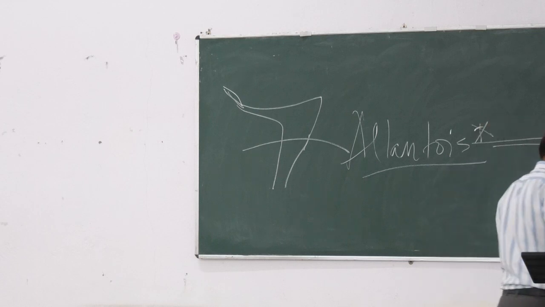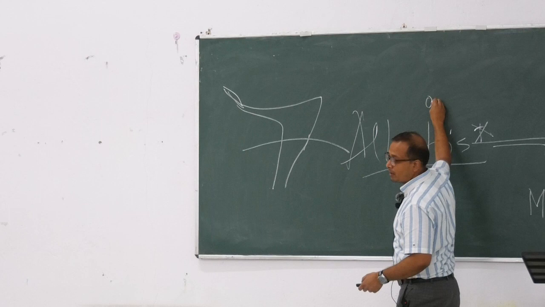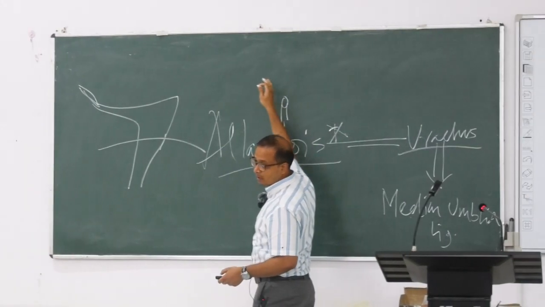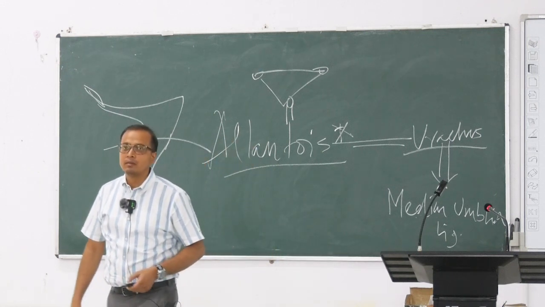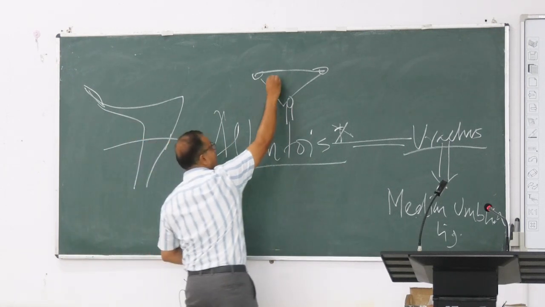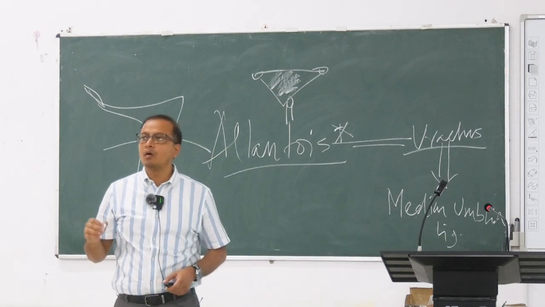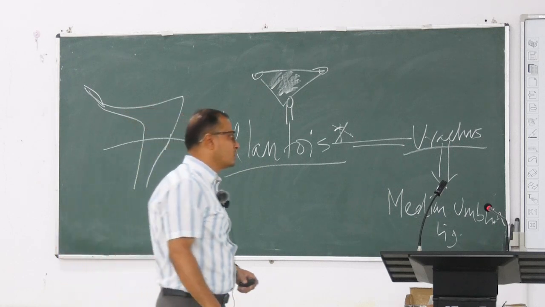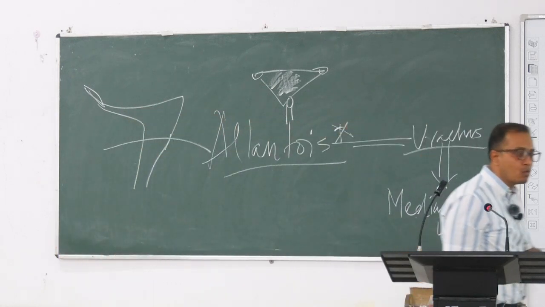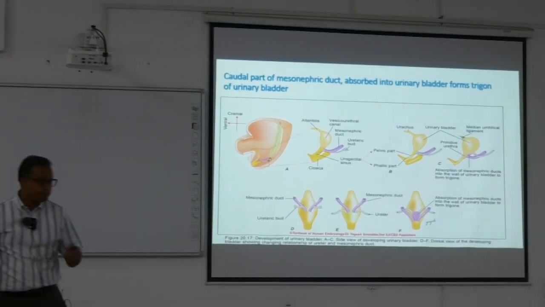The trigone of the bladder has a boundary, as you know: the lower part is formed by the opening of the urethra, and on the sides is the trigonal area. Now this trigonal area of the urinary bladder is formed by the absorbed caudal end of the mesonephric duct. So these are the two pieces of information regarding bladder development that we look for whenever you are given exam questions. All right.